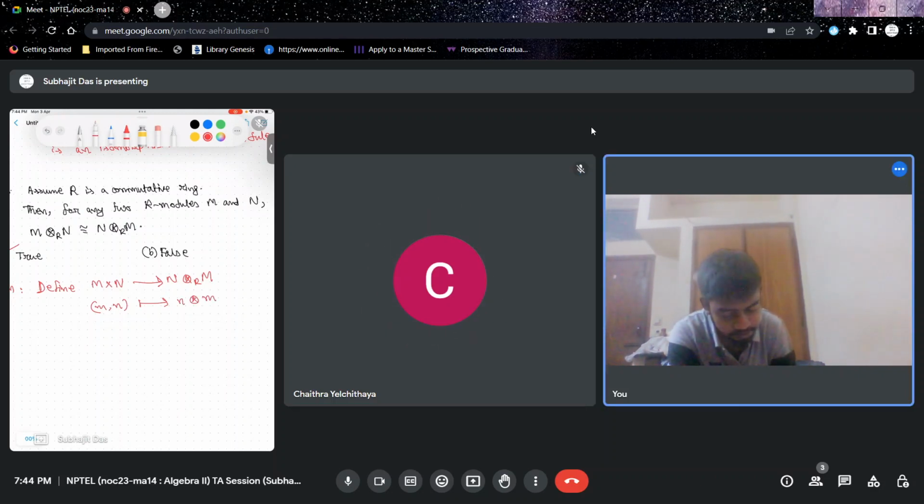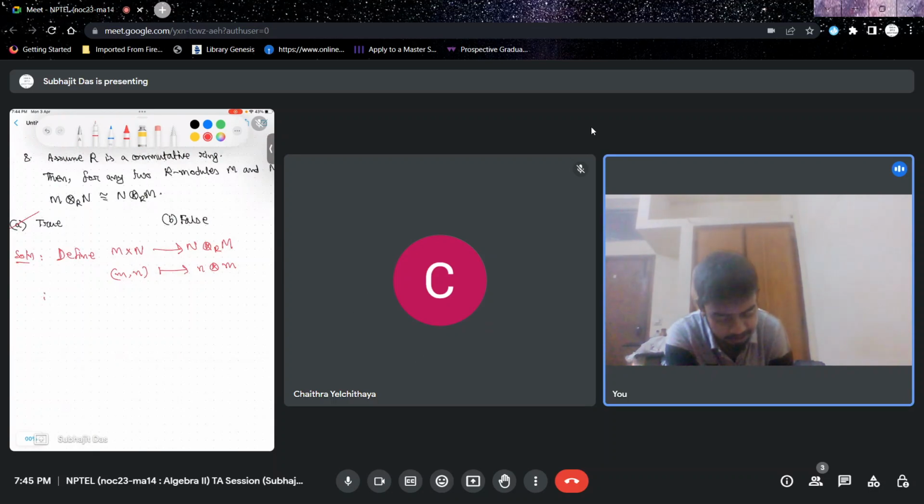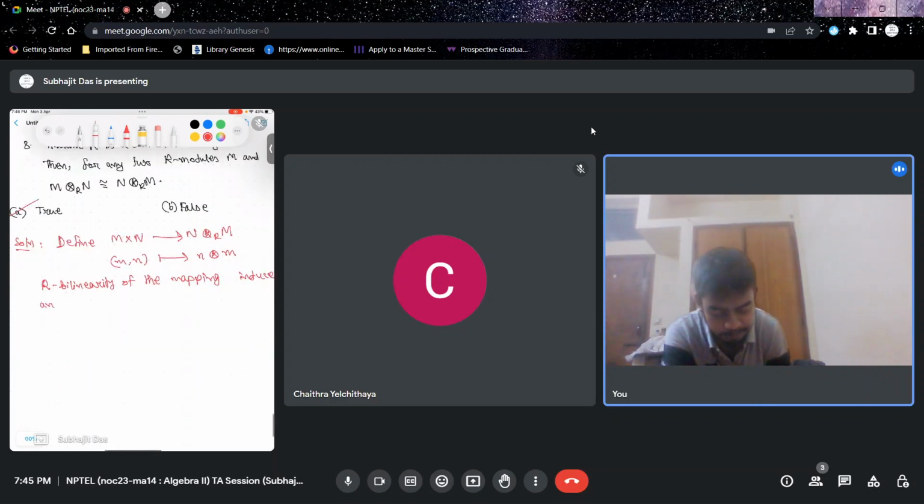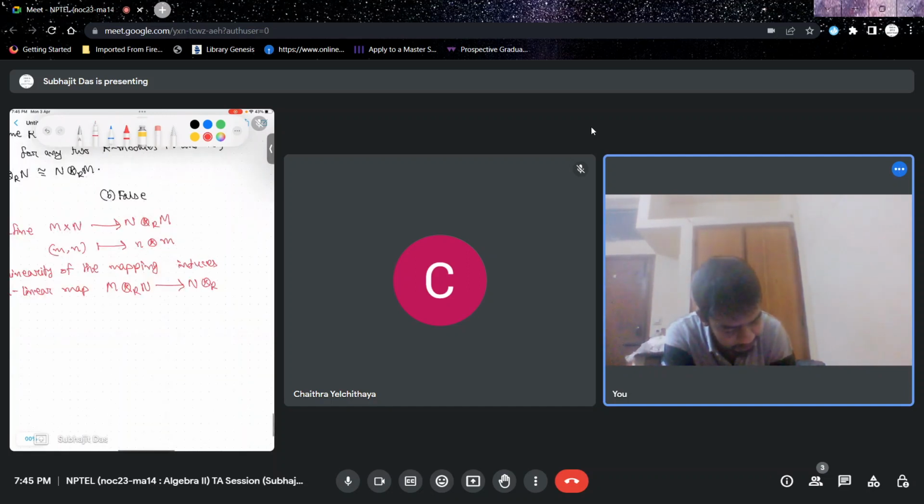Exactly, N tensored M. And check that this is bilinear, and so by R-bilinearity of the mapping, this mapping induces an R-linear map, by the universal property of tensor products, from M tensored over R with N into N tensored over R with M. Let's call this map F hat, which takes M tensored with N to N tensored with M.